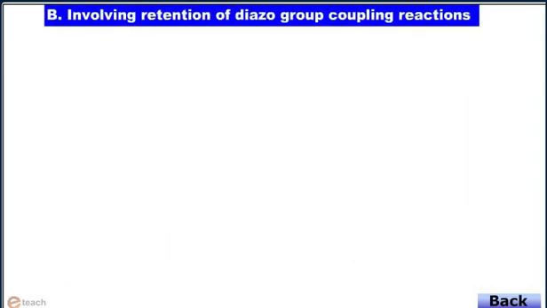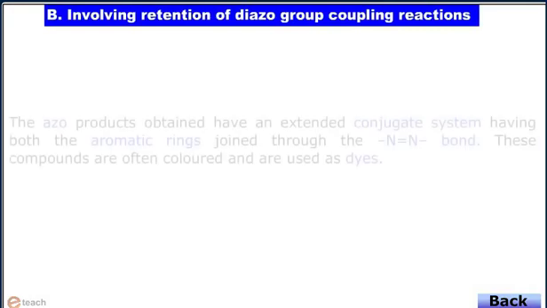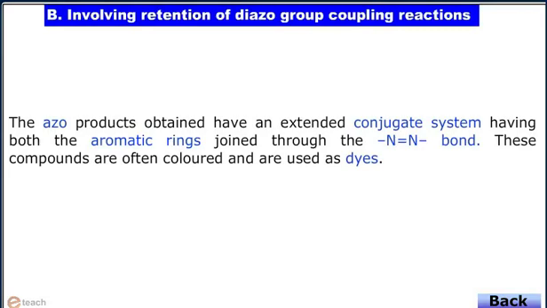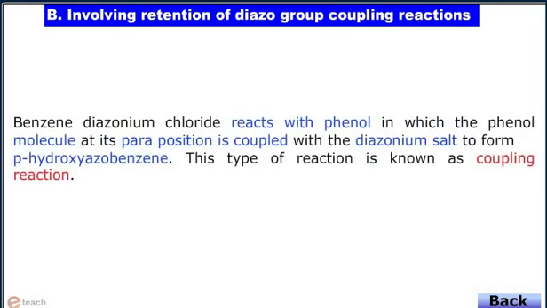Reactions involving retention of the diazo group: coupling reactions. The azo products obtained have an extended conjugated system having both the aromatic rings joined through the N=N bond. These compounds are often colored and are used as dyes. Benzene diazonium chloride reacts with phenol, in which the phenol molecule at its para position is coupled with the diazonium salt to form p-hydroxyazobenzene. This type of reaction is known as a coupling reaction.